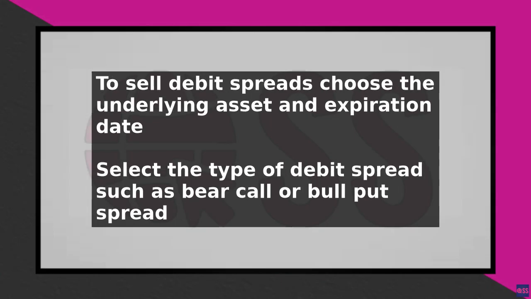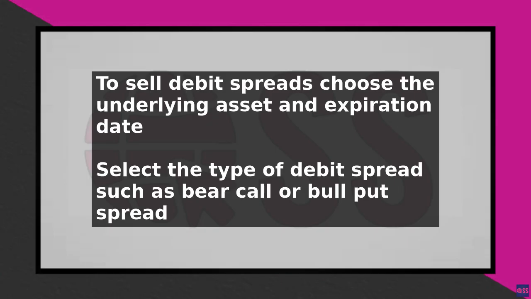To sell a debit spread on Robinhood, start by logging into your account and navigating to the options trading section. Choose the underlying asset you want to trade, such as a stock or ETF, and select the expiration date for your options. Next, choose the type of debit spread you want to sell, such as a bear call spread or a bull put spread. A bear call spread involves selling a call option with a lower strike price and buying a call option with a higher strike price.